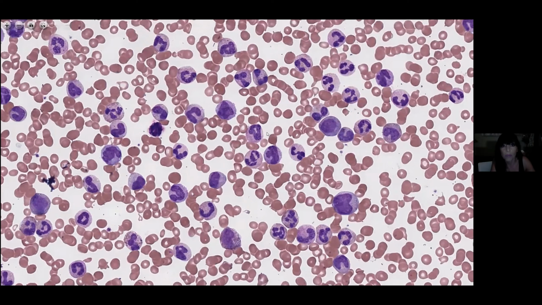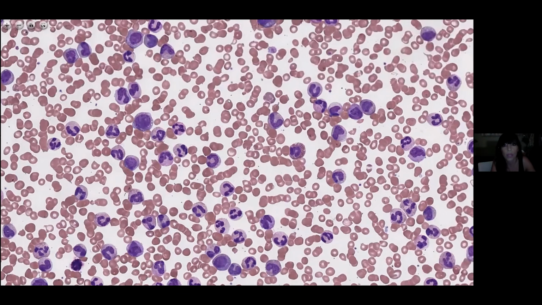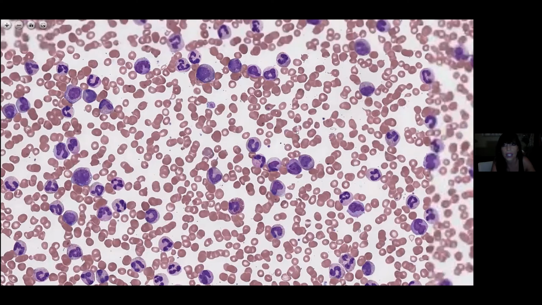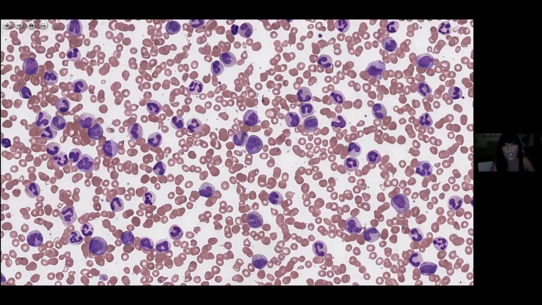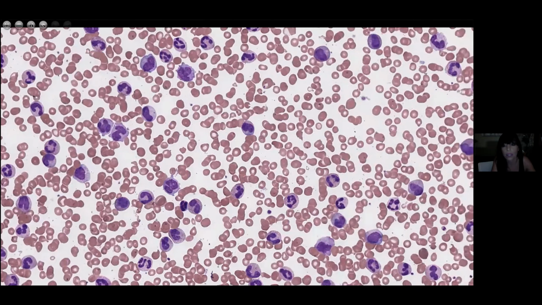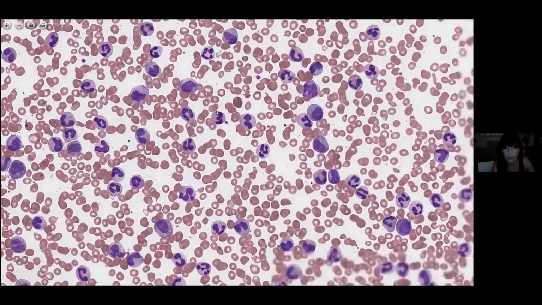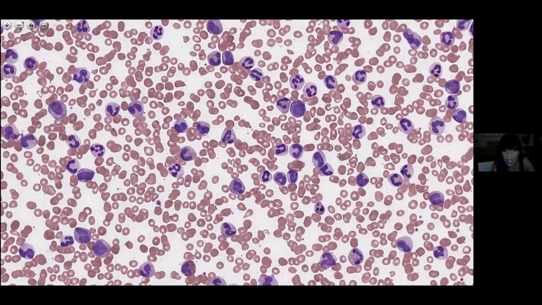There aren't too many blasts, which I didn't expect to see too many in this case to begin with. Usually it's less than 2% or less than 5% in CML. And that's what I am leaning towards at this point for this case.